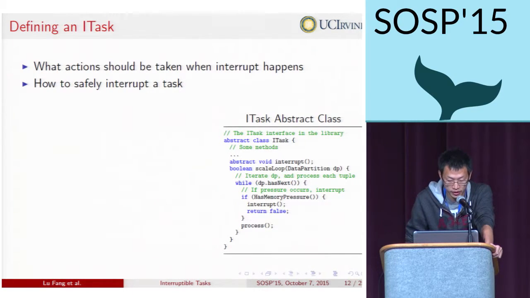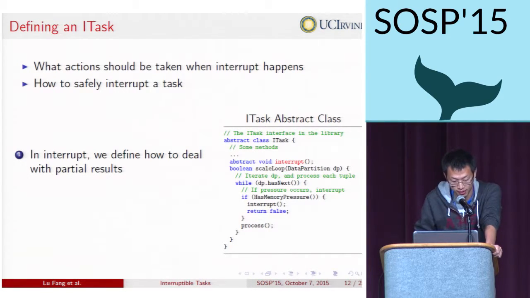So it's very easy. The user just makes their existing task extend our ITask. Here is the ITask abstract class. It needs to provide two kinds of semantics. First, it tells the system what kind of actions the system should take when an interrupt happens. And second, it needs to guarantee that we always interrupt at a safe place.